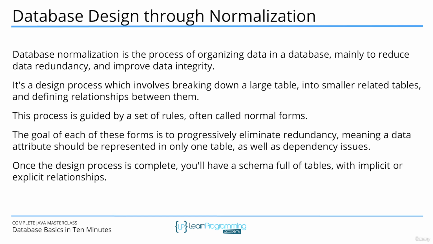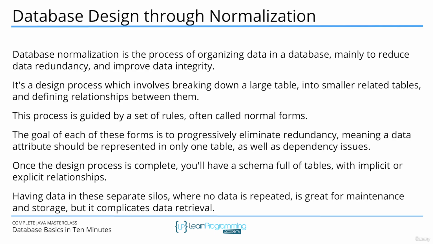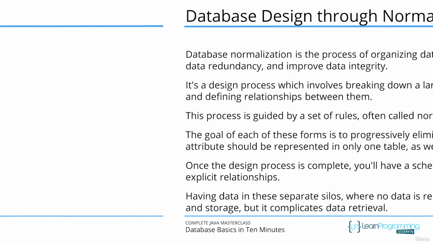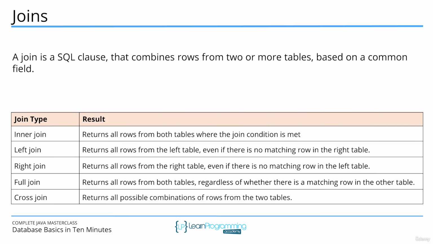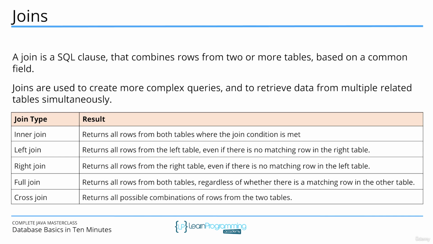Once the design process is complete, you'll have a schema full of tables with implicit or explicit relationships. Having data in these separate silos, where no data is repeated, is great for maintenance and storage, but it complicates data retrieval. So how do you get information out of these related tables without writing many multiple queries? You do this with something called a join. A join is a SQL clause that combines rows from two or more tables based on a common field. Joins are used to create more complex queries and to retrieve data from multiple related tables simultaneously.